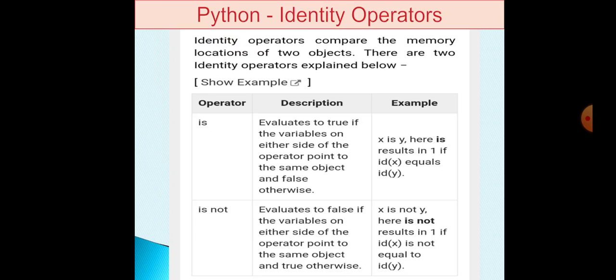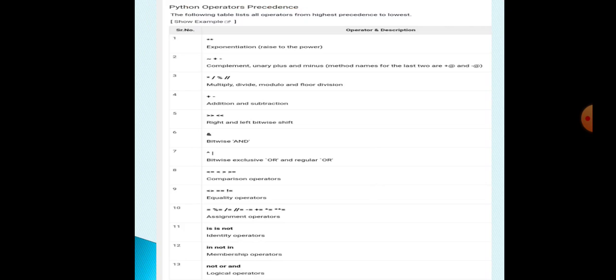So this is again an important point in Python programming. Basically in most programs it is used for checking whether the memory locations belong to the same memory or not. Then the Python operator precedence. This is the most important table as far as programming is concerned.